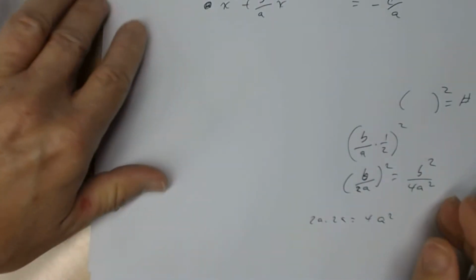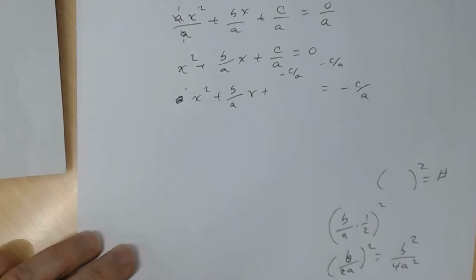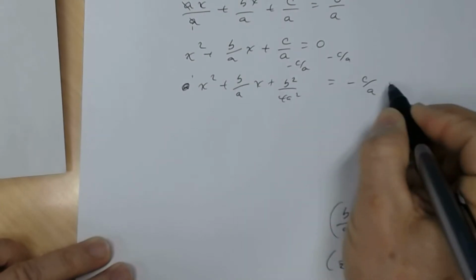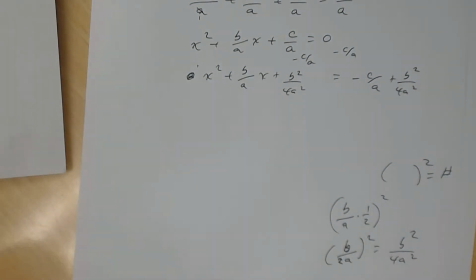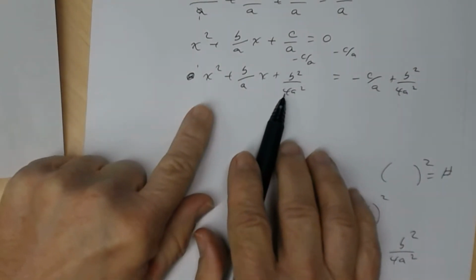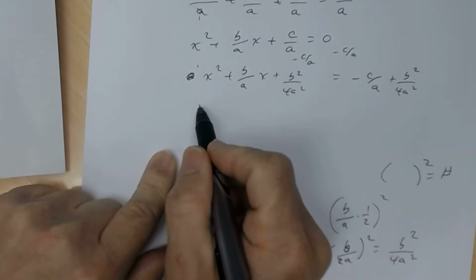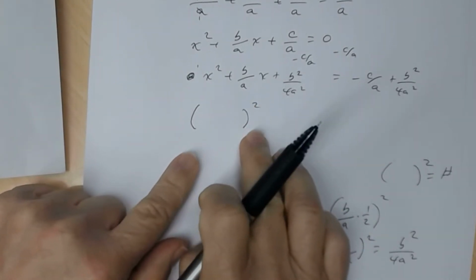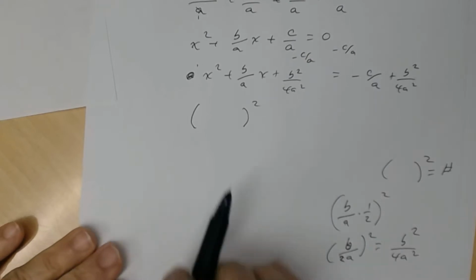All right, so that's what I'm going to add to both sides. Remember, that's completing the square, so you add that to both sides. So I'm going to say plus b squared divided by 4a squared on both sides. Okay, now this right here should be a perfect square trinomial. In other words, if I factor this, a perfect square trinomial, these two binomials will be the same.